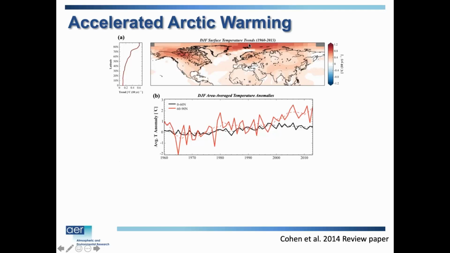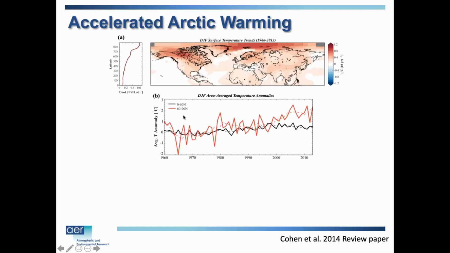Let's say you go back to 1960. You get the pattern you would expect: warming throughout the whole hemisphere, amplified in the Arctic region. Here's the zonal mean. You can see there's some slight warming in the tropics and increases in the mid-latitudes, and then it really accelerates as you get to the high latitudes.